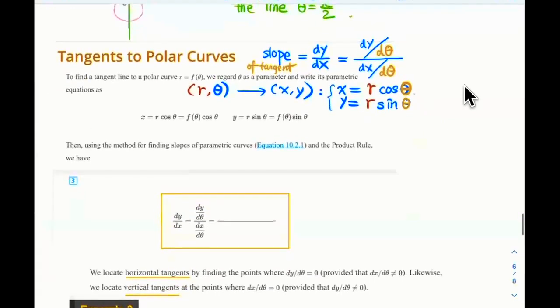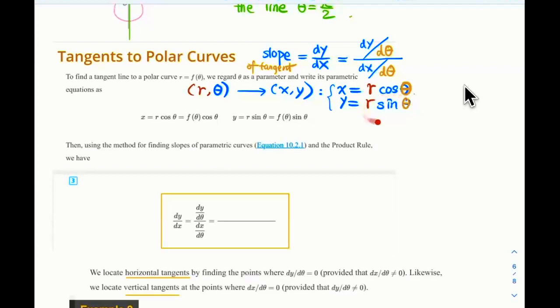So let's try to figure out, so this is what the formula here is. dy/dx is dy/dθ over dx/dθ, exactly what we have here. But now let's try to figure out what dy/dθ is equal to. What do you think? Now remember that r here is also changing. r here is not a constant, okay? So what is this?